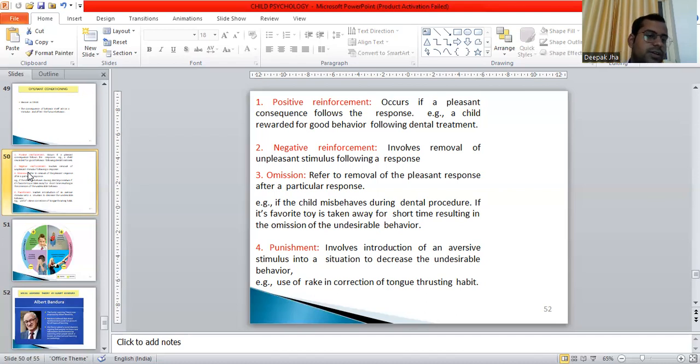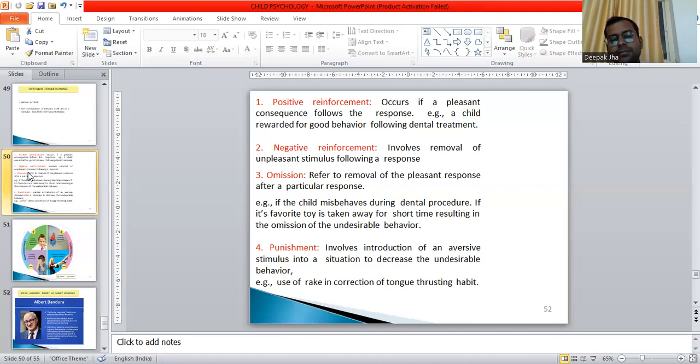In this way, you can use the concept of omission, in which you take the child's good thing away from him. You take the toy away from the child. So that would be omission. You omitted the good thing. So it refers to removal of a pleasant response after a particular response.